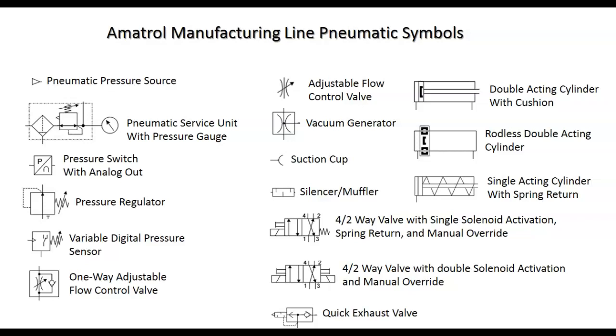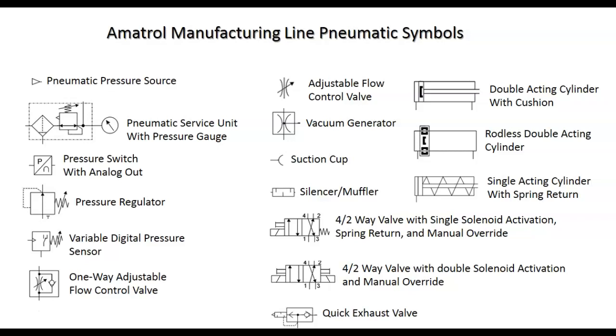So we have our service unit with a pressure gauge. This one doesn't show the two-way valve though. So the Amatro has that two-way valve out there, right? The yellow thing that we use for disconnects. We have a pressure switch with an analog output, which is not in the PLC program, but that's the symbol for it. We have a pressure regulator.